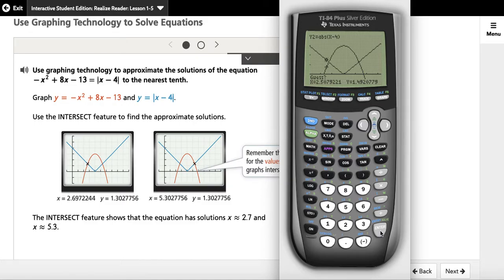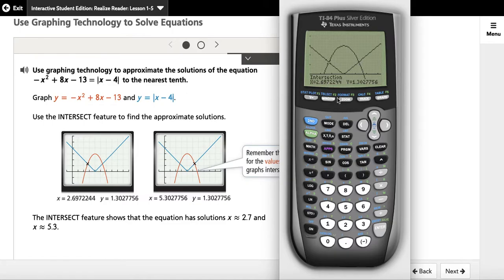If I push enter right now, it's going to give me this intersection. There are 2, and you have to know how many there are. It's not going to tell you. Here's the intersection at 2.697. That's the x value. So it calculated it. I didn't have to zoom in or whatnot.